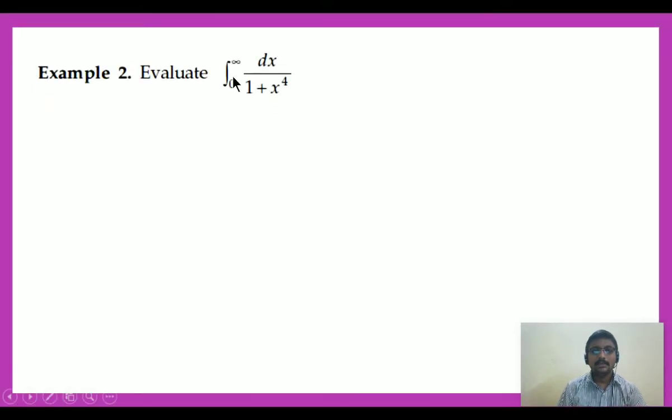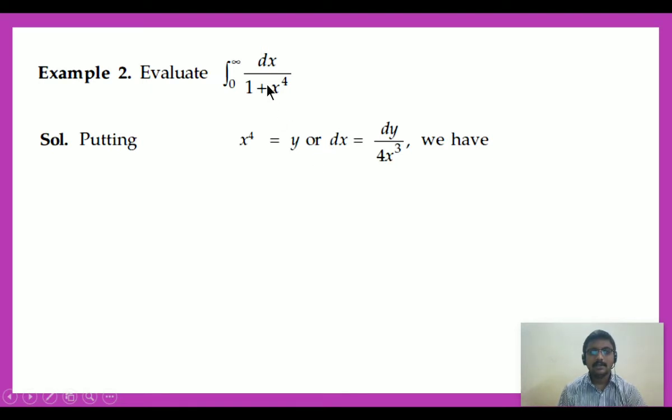Evaluate the integral from 0 to infinity of dx by 1 plus x power 4. Putting x power 4 equal to y. Now differentiating on both sides, the derivative of x power 4 is 4x cube dx, which is dy. So which implies that dx is dy by 4x cube, which is obtained just by dividing with 4x cube.